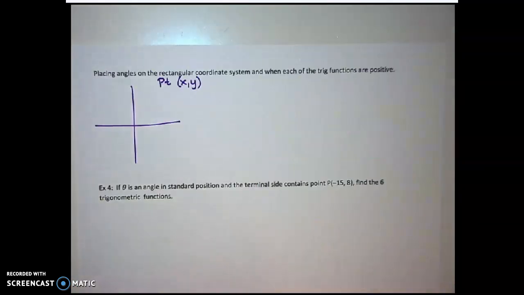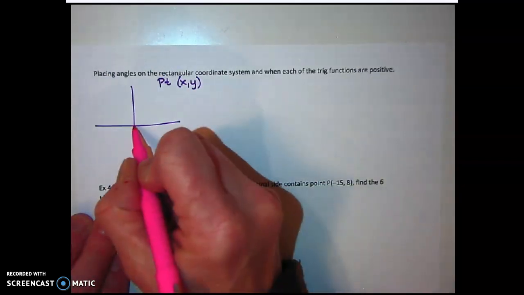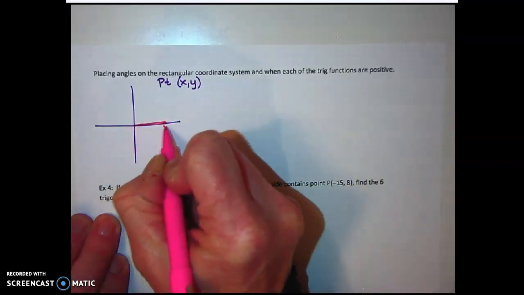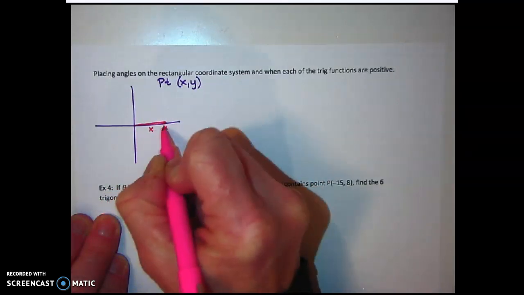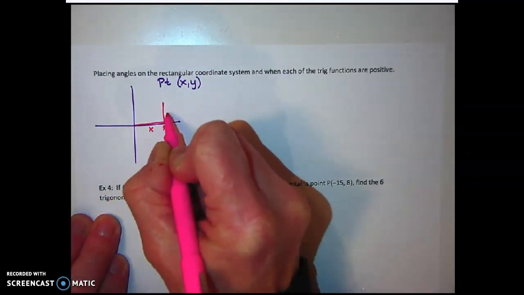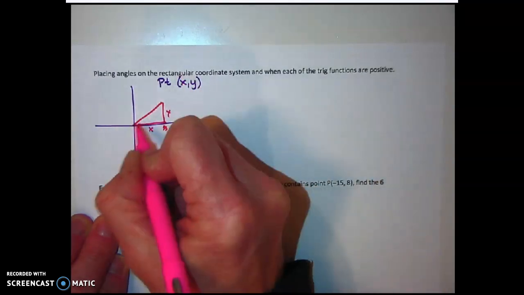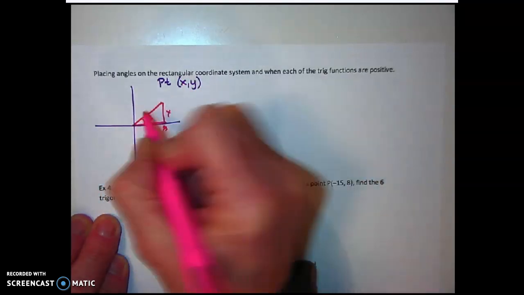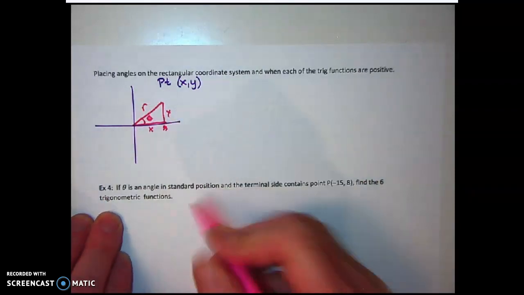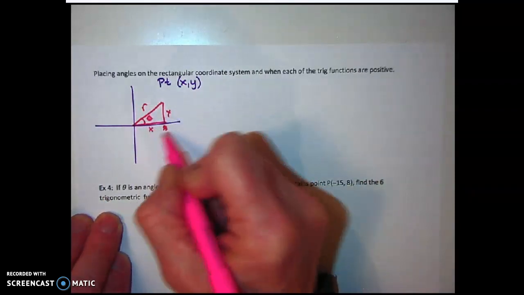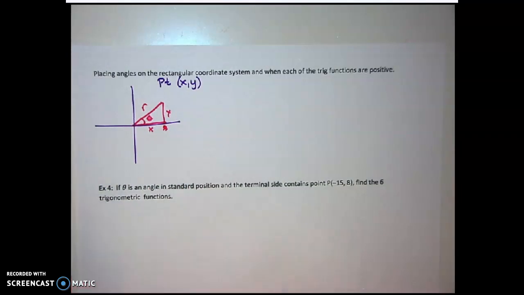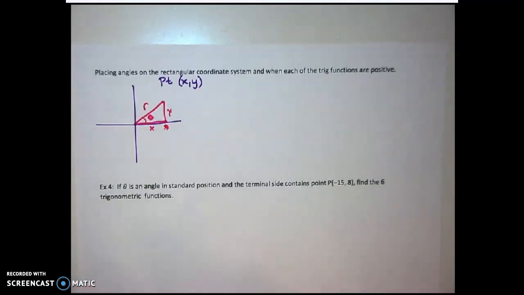Okay, so placing angles on the rectangular coordinate system, I've got my rectangular coordinate system. I'm going to move out x units, and I'm going to put that x there, and I'm going to move up whatever my y units are, and this is going to be my angle. This is going to be my theta, and I can find my r. So using just x, y, and r, again, go ahead and write down what the 6 trig functions are in terms of x, y, and r.